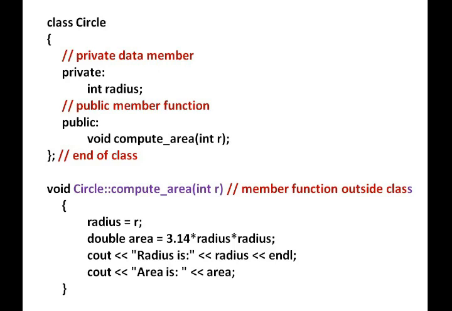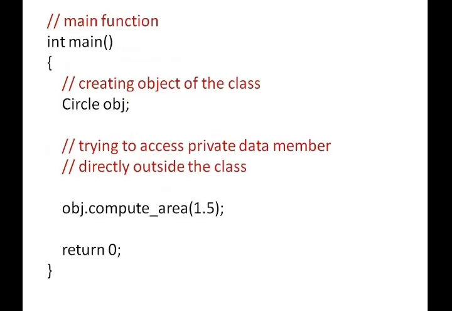The body of the function is defined outside the class. Void circle, scope resolution, function name int r, then the body of the function. We are just taking out the function from inside the circle class. We can define functions outside the class. The rest of the program is as explained earlier. No other change in this program, only changes in the declaration of the class.